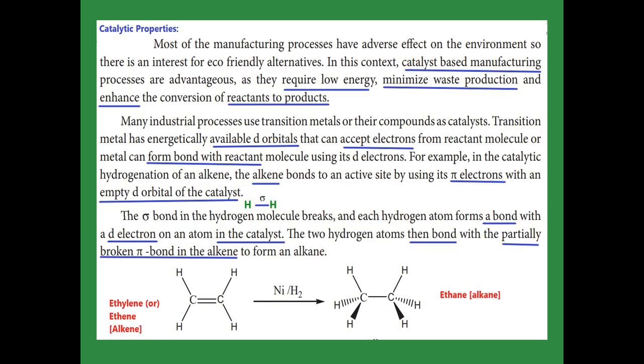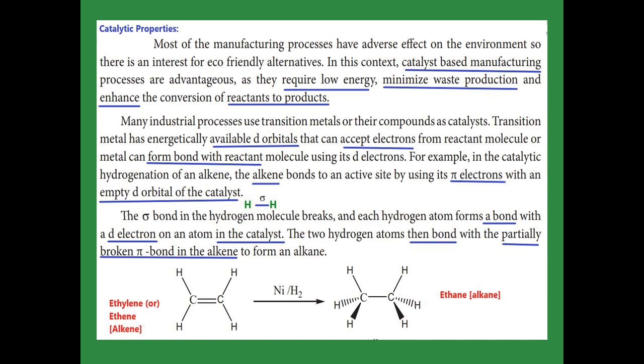D block elements act as catalysts. If you use a catalyst in the reaction, it requires low energy and the waste production is also minimized. The catalyst enhances the conversion of the reactant to product very easily, so catalyst reactions are preferred. Now we are going to see how the D block elements act as catalysts.